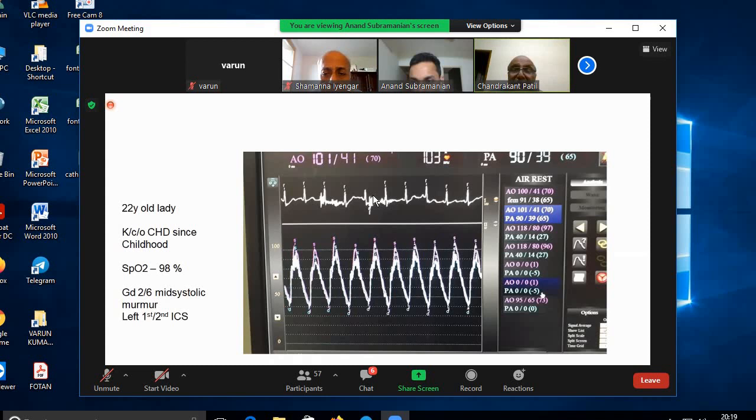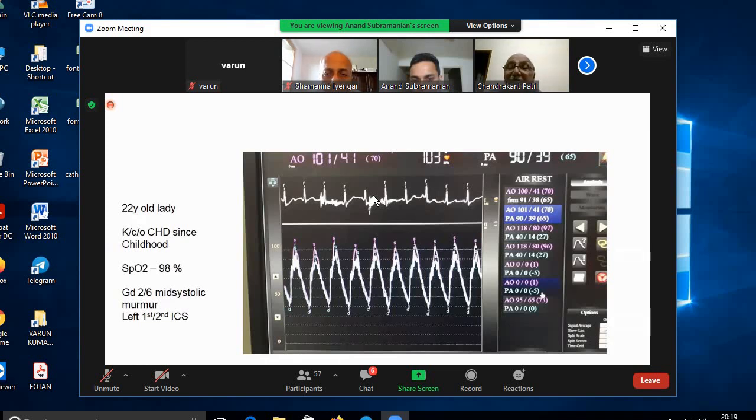Any volunteers, postgraduates who can interpret? What about S2 in this case? The pulmonary component of the second heart sound was loud. Ejection click? There was no ejection click.